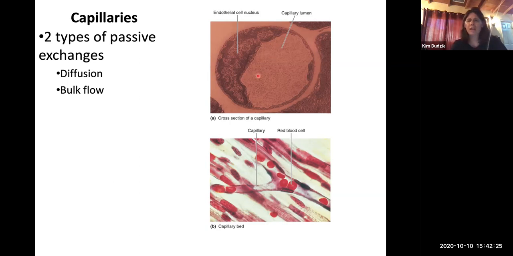This is the cross section of the capillary then. This is showing the space, or the lumen, so that's where the blood is flowing through. And this is what a whole capillary looks like. Things are going to diffuse across, or they can move across in bulk flow. That means they're going to move through with endocytosis and exocytosis through the cell membranes. But fluid is also going to move across. So this is how we're going to see how it does that.